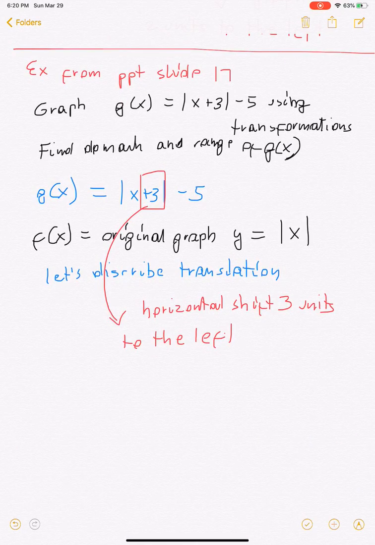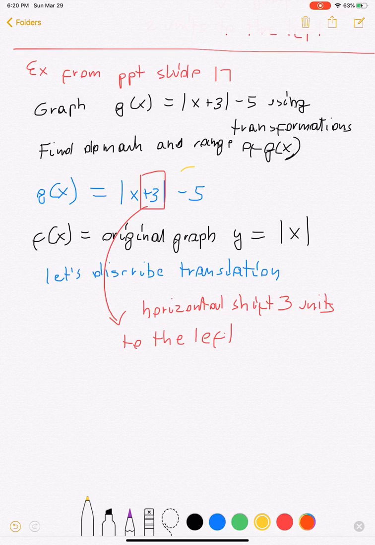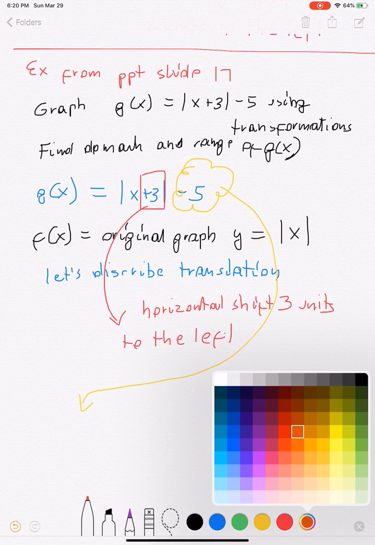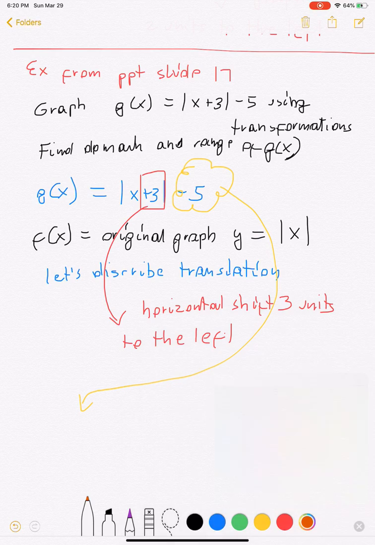Next, what happened? You see that negative 5. That negative 5, which stays alone, is your vertical shift. So here we have a vertical shift. Maybe let's change the color. Let's make it more orange. When you have a vertical shift, what you see is true. You have -5, so we have a vertical shift 5 units down.